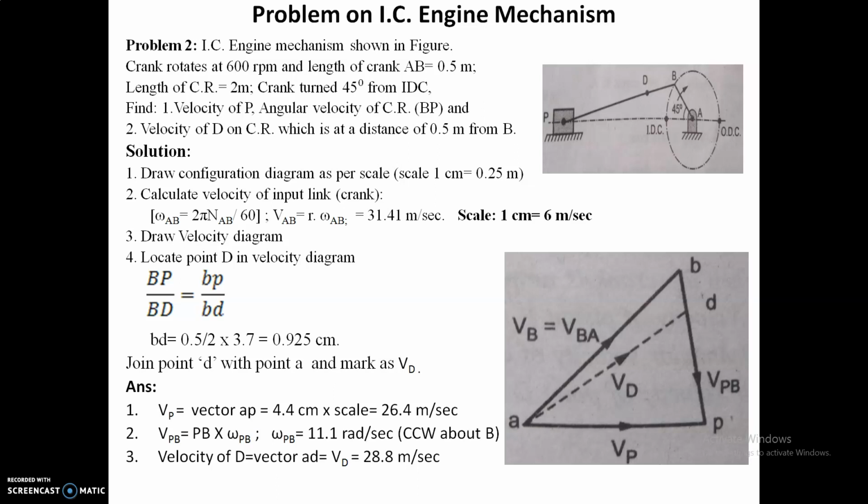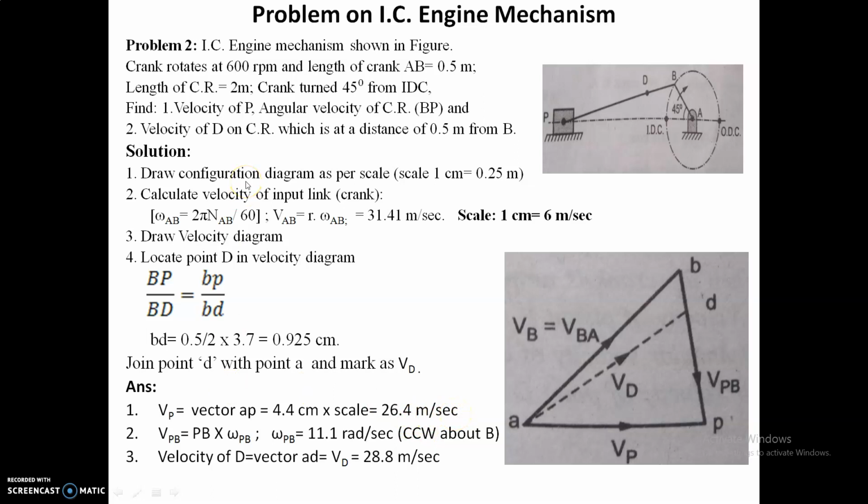Now based on the velocity polygon, let us go for the unknowns. Here the first unknown is the velocity of P. Again, the velocity of P is nothing but the vector small ap. You take the length of the small ap vector and multiply by scale, because this length ap is in centimeter and velocity is always in meter per second or centimeter per second. So you multiply by scale. 4.4 centimeter is the length for vector ap. You multiply by scale, you will get 26.4 meter per second.